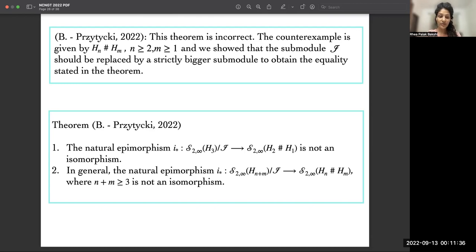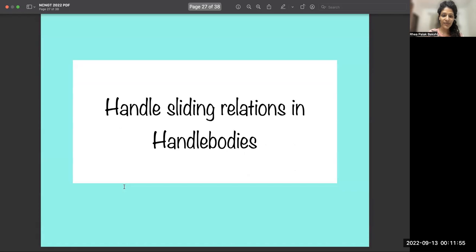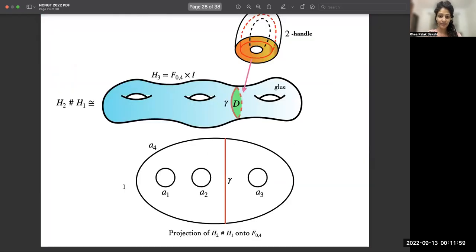So in fact, we showed the following. We show that the natural epimorphism due to the embedding of H3 into H2 connected sum H1 is not an isomorphism. And then we generalize that to all handle bodies where n plus m is greater than or equal to 3. So we show that the natural epimorphism is not an isomorphism. So this brings us to handle sliding relations in handle bodies and how we represent them.